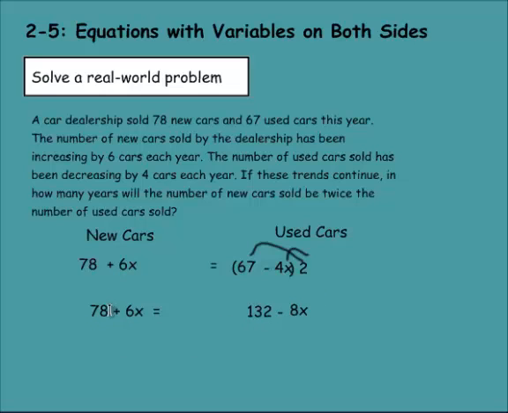So I'm going to move the x's over here. So let's add 8x over here. That gives me a total of 14x. And that equals, minus 78 from both sides here. So that would give me a total of 134 minus 78. That would be 56. So now I have 14x equals 56. Divide both sides by 14. And that would give me a total of 4. So x, remember, was years, so it would be 4 years that it would take to double the new cars compared to the used cars.